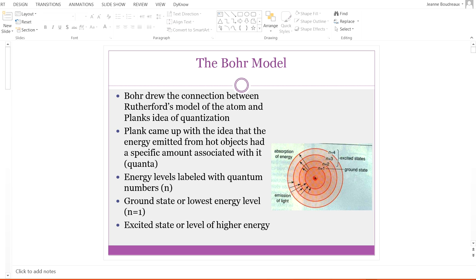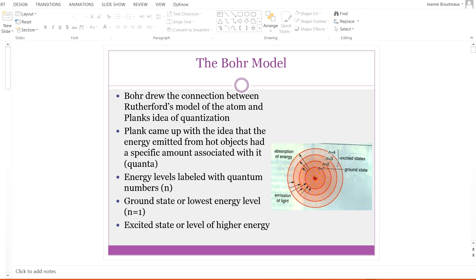Now remember, Bohr was a scientist who came up with the idea that electrons traveled in fixed paths around the nucleus and that each energy level had its own amount of energy associated with it, and the energy level closest to the nucleus had the lowest amount of energy. And as you move away from the nucleus, the amount of energy in each energy level gets greater and greater.